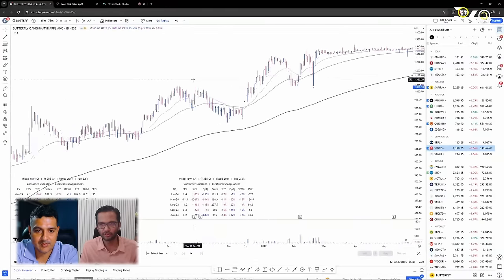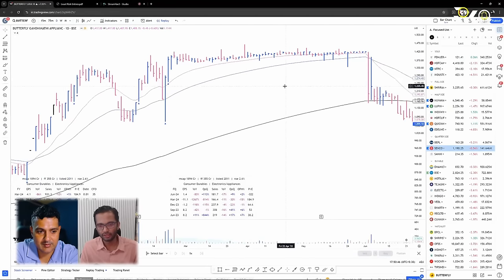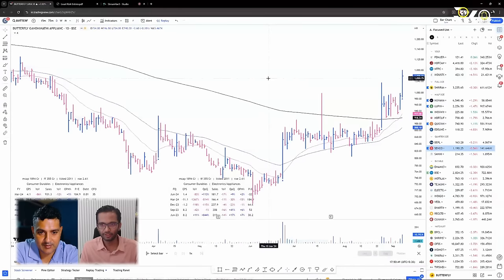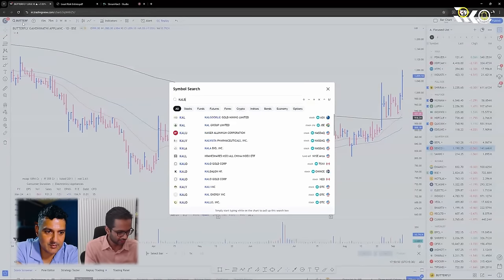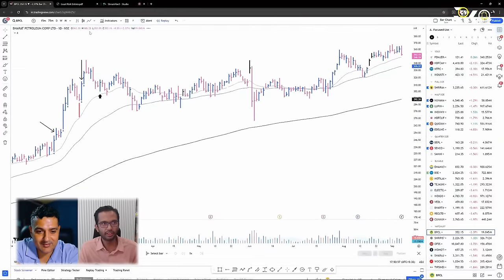So this chart you are referring to here was also some transaction going on because of an acquisition. I think I remember the news. If I'm wrong, pardon me, but there was something similar to that. Yeah. So one chart I'll show you is BPCL. This did nothing for years.